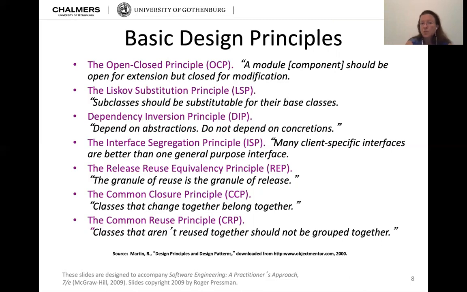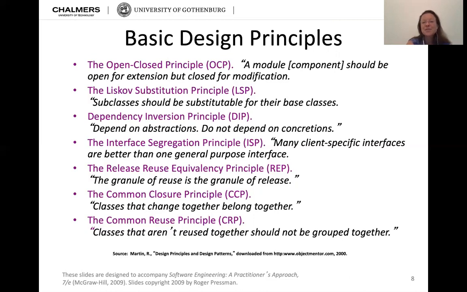Then there's the Liskov substitution principle, LSP. Note that all the design principles on the slide have TLAs, three-letter abbreviations. Apparently, that's really important to impress people. So if you want to go impress people, please learn all those TLAs. For me, don't. You can always look them up.